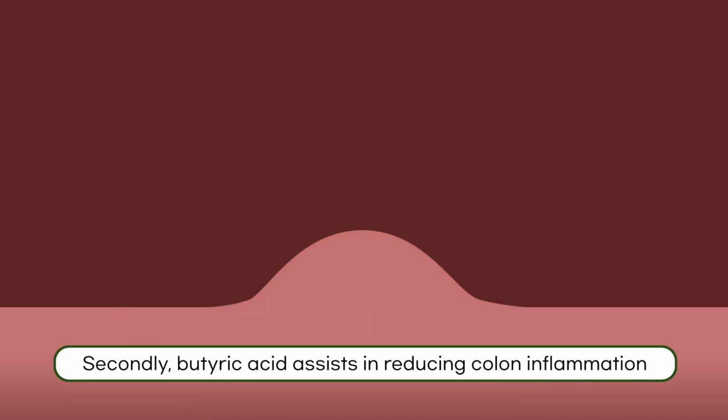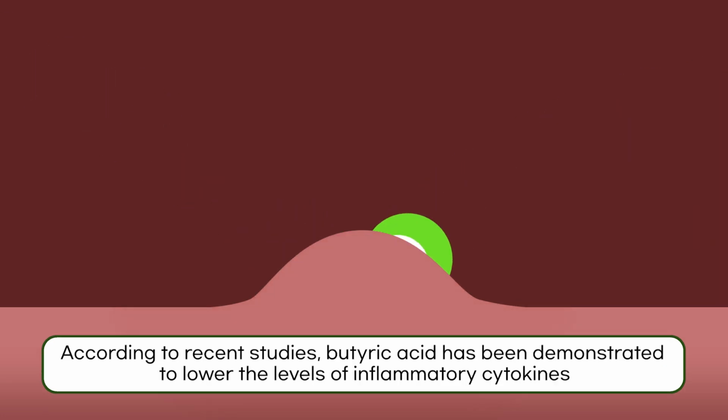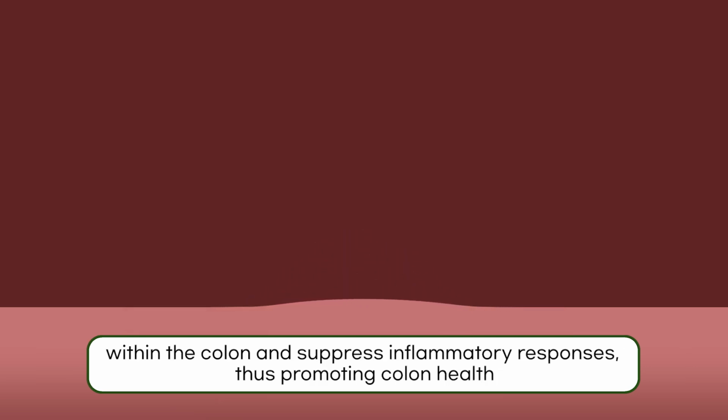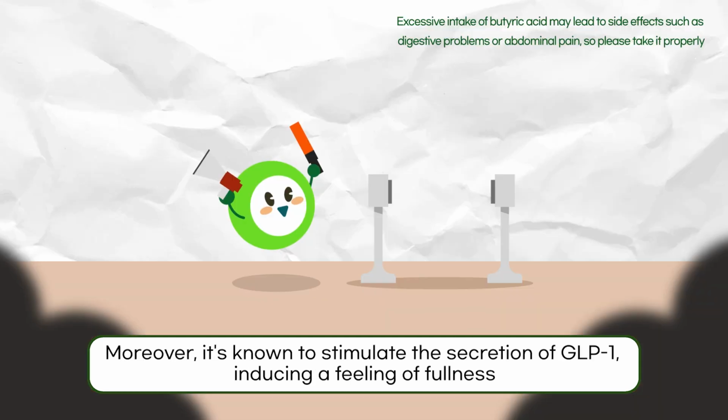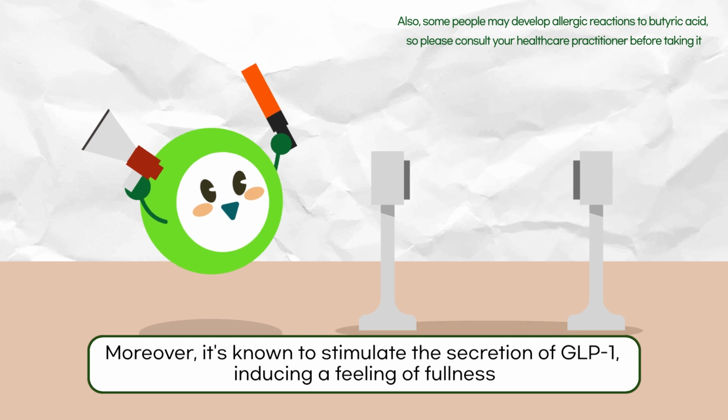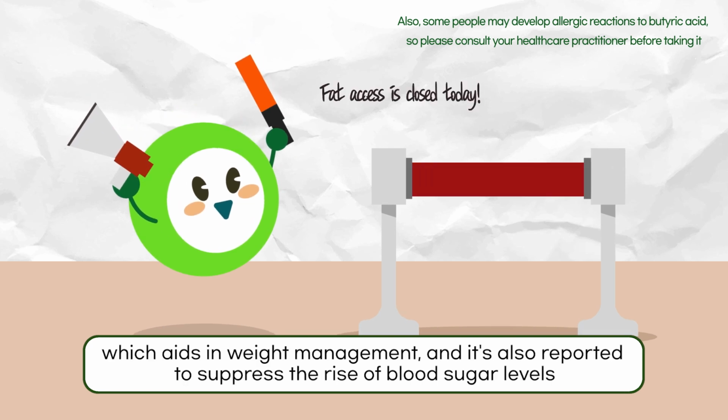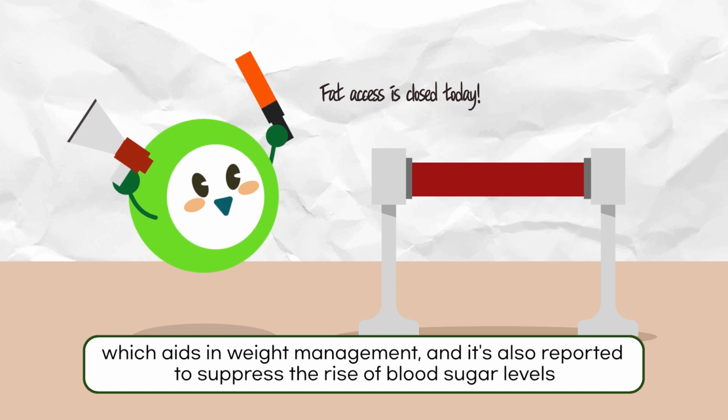Secondly, butyric acid assists in reducing colon inflammation. According to recent studies, butyric acid has been demonstrated to lower the levels of inflammatory cytokines within the colon, and suppress inflammatory responses, thus promoting colon health. Moreover, it's known to stimulate the secretion of GLP-1, inducing a feeling of fullness which aids in weight management, and it's also reported to suppress the rise of blood sugar levels.